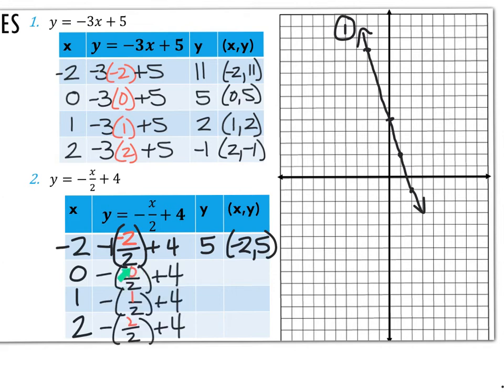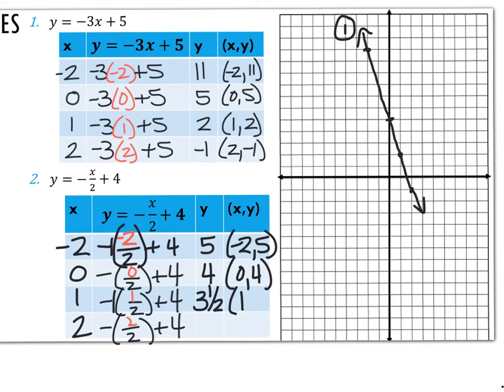Alright, so I already filled in my table here, and so let's work through it. I'm going to go 0 divided by 2 is 0, -0 is still 0, plus 4 gives us an answer, 4. So my point is 0, 4. And then my next one, 1 divided by 2 is a half. Negative 1 times a half would give us negative a half. And then negative a half plus 4, so think of it as spending 50 cents when you have $4. That means that I'd be left over with $3.50.